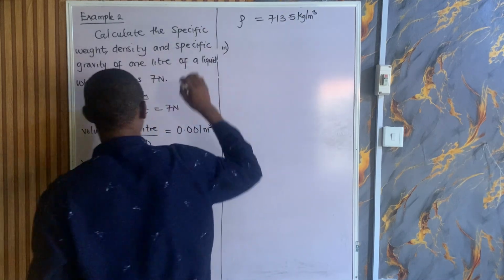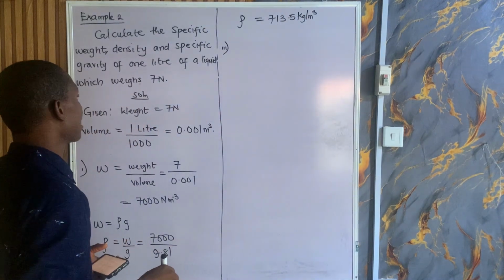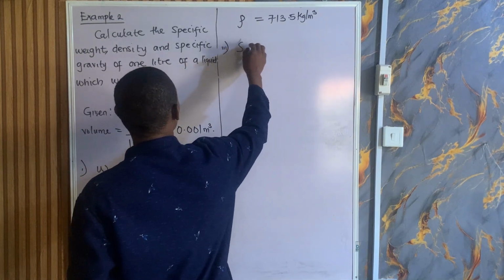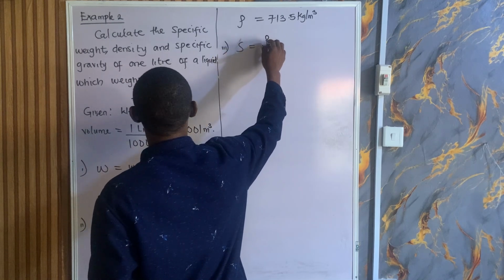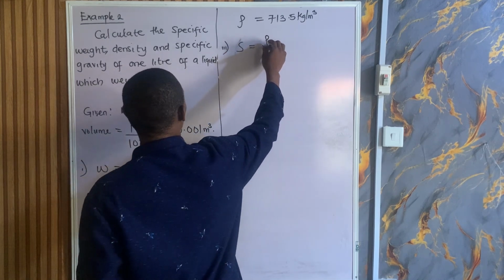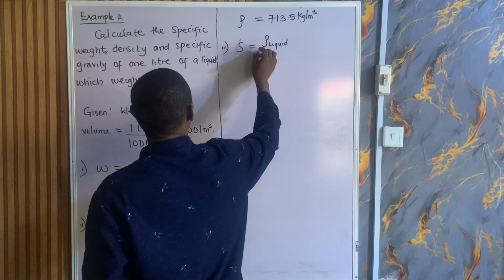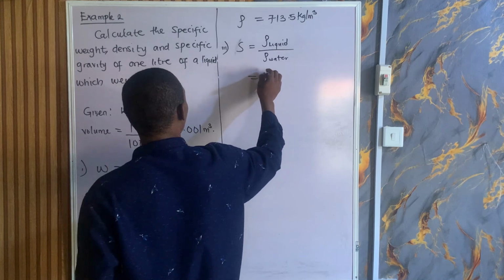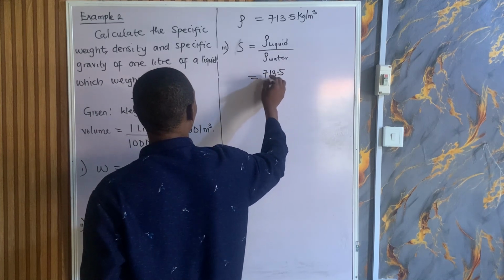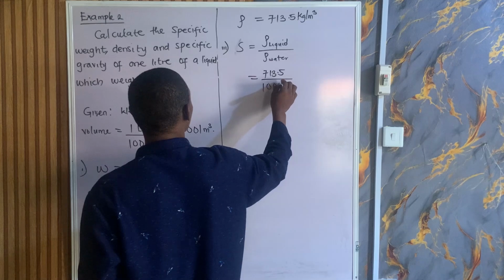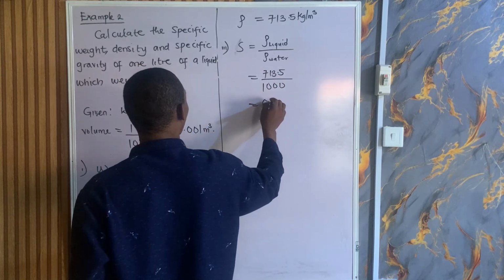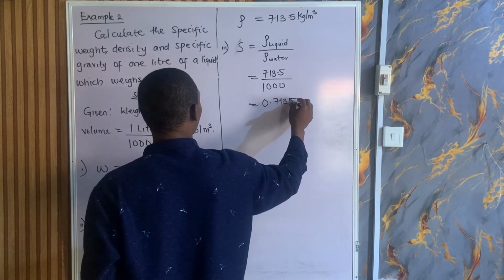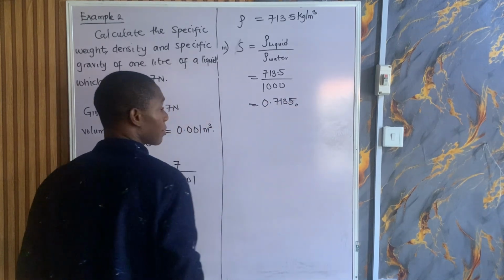Lastly is specific gravity. So specific gravity, let's use density. Density of the fluid, of the liquid, over density of water. And that will be 713.5 all over 1000. Density of water is 1000. That will give us 0.7135. So that's that for this question.